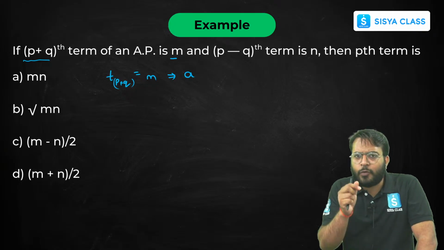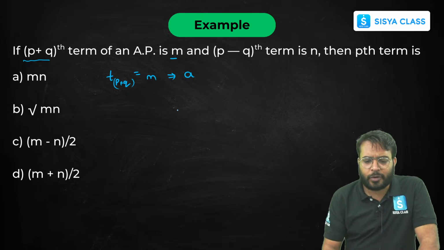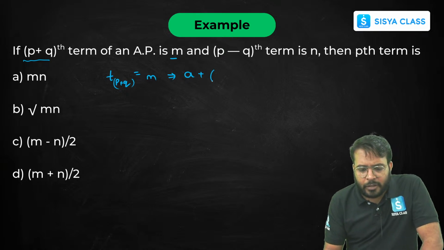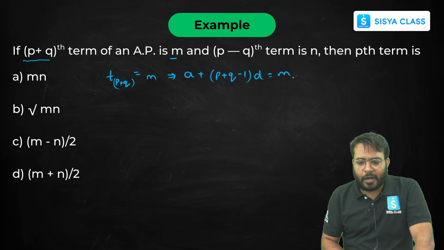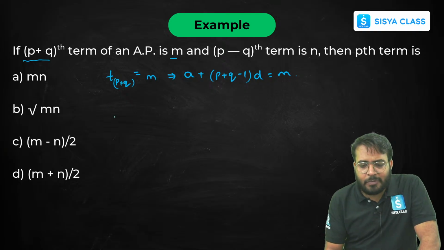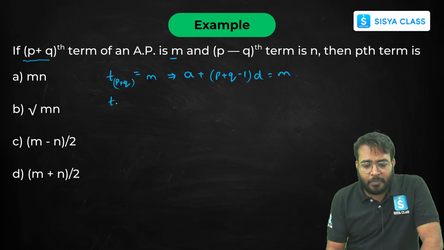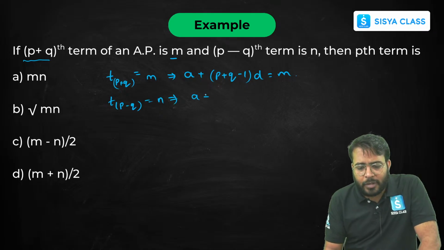So if I want to find the p plus qth term, what should I write? I should write a plus (p plus q minus 1) into d. This is going to be m. Next, what they have given is the p minus qth term, which is given as n. So that means it is going to be a plus (p minus q minus 1) into d, that is going to be n.